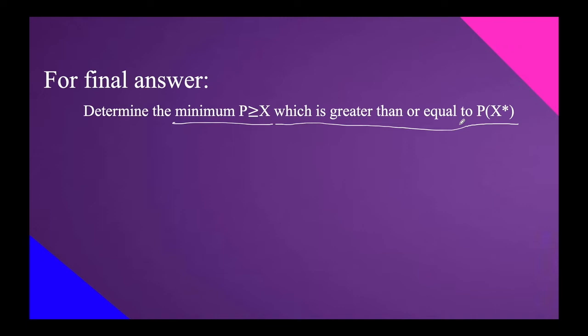Anong ibig sabihin? No, ano daw yung pinakamaliit na value ng third na column natin, or kung gusto mo mag-base ka doon sa fourth column, ano yung pinakamaliit na yes? Something like that. Kasi ang greater than or equal to P of X asterisk are all yes. Tama? So, meaning, ano yung pinakamaliit na value na naka-yes? No, I hope you get it.